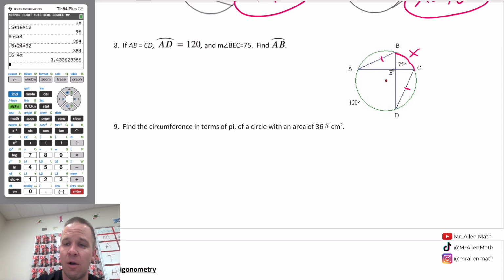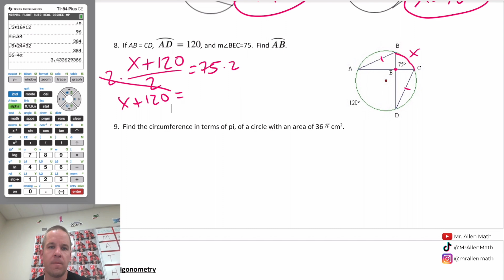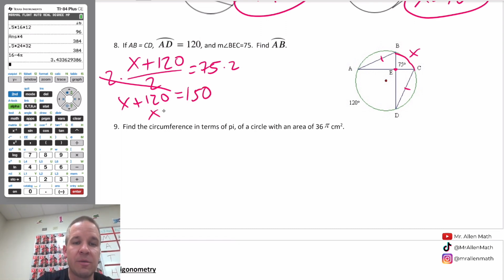So it's an in angle right here with the 75. So I can use my in angle formula, which is the arc, x, plus the other arc, 120, divided by 2 is equal to that 75. I'm going to multiply by 2 on both sides. So we have x plus 120 equals 75 times 2, which is 150. If I subtract 120, I get 30 for that arc measure right there. So this arc is 30.